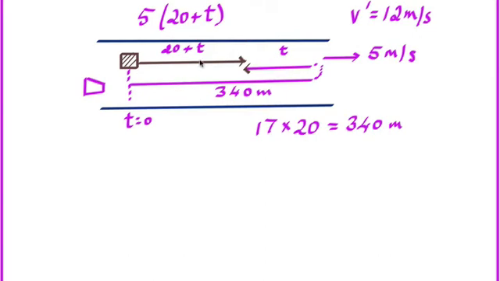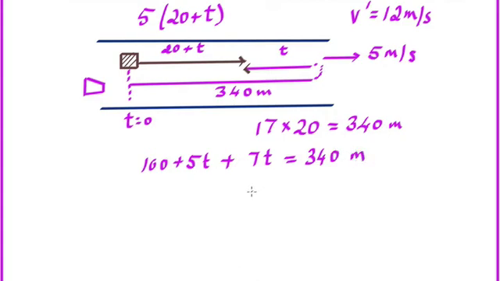Well, if you look at this drawing, the answer jumps out at us. What is this distance that the raft has moved? That is 5 multiplied by 20 plus t. Let me expand that. That is 100 plus 5t. Plus, what is the distance that the boat has moved on its way back? Remember, on its way back, it's now moving at 12 minus 5, 7 meters per second for t seconds. So that's the distance that the boat has moved. Together, the sum of the two distances is equal to 340 meters.